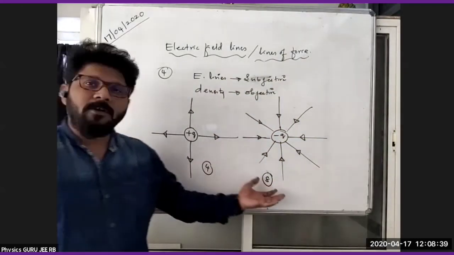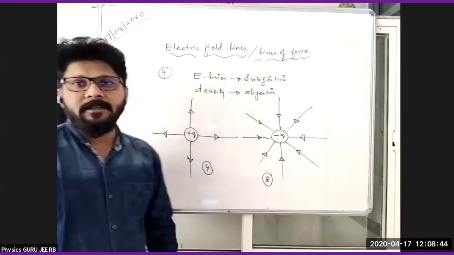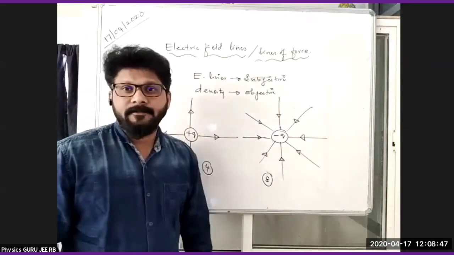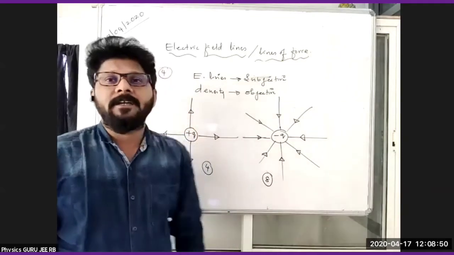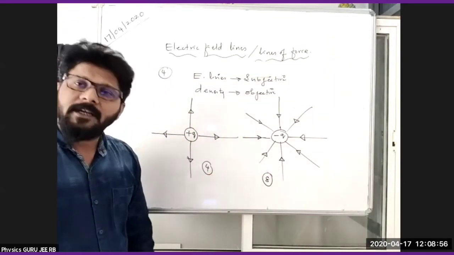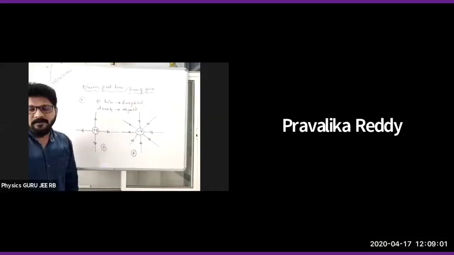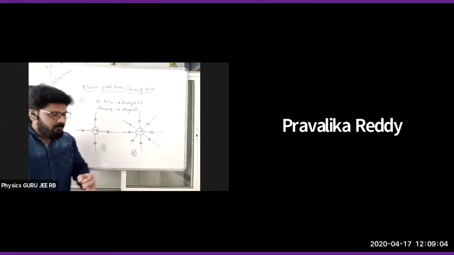More number of lines indicates a stronger field. More density means more electric field intensity. So this one will have more and this one will have less. More number of electric lines, so more density, more electric field intensity. Okay, is it clear?